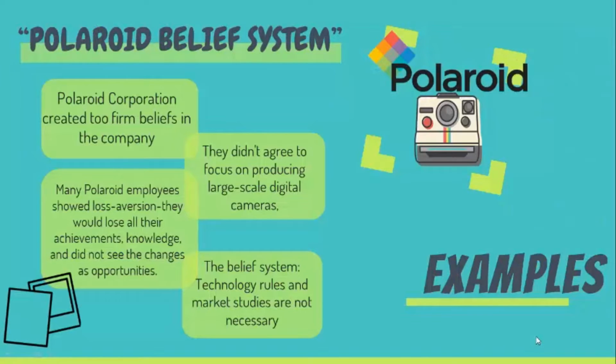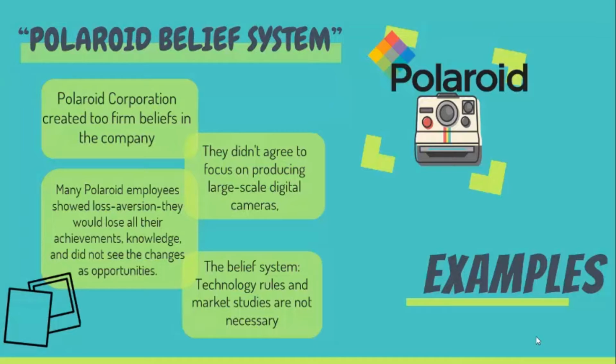I'm going to explain about Polaroid Corporation. Polaroid Corporation had experienced groupthink which caused the company's failure. The founder believed in the power of technology and dismissed market studies. It can be listed as follows: technology rules and market studies are not necessary.